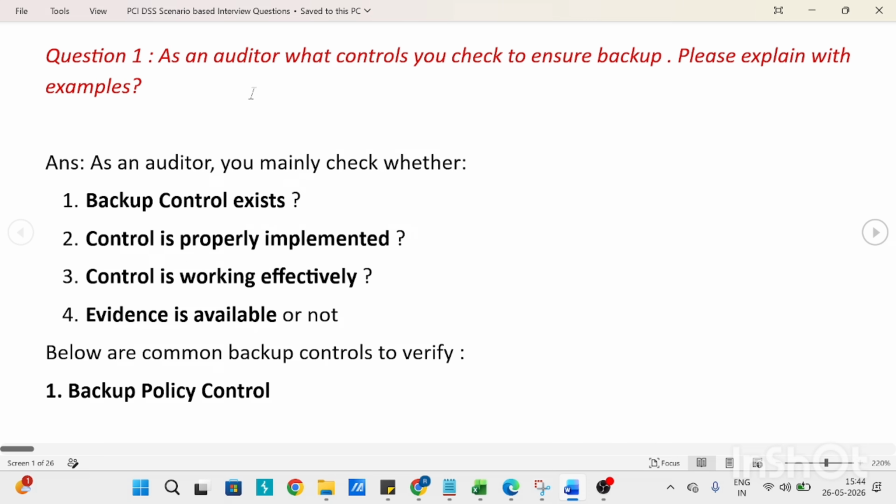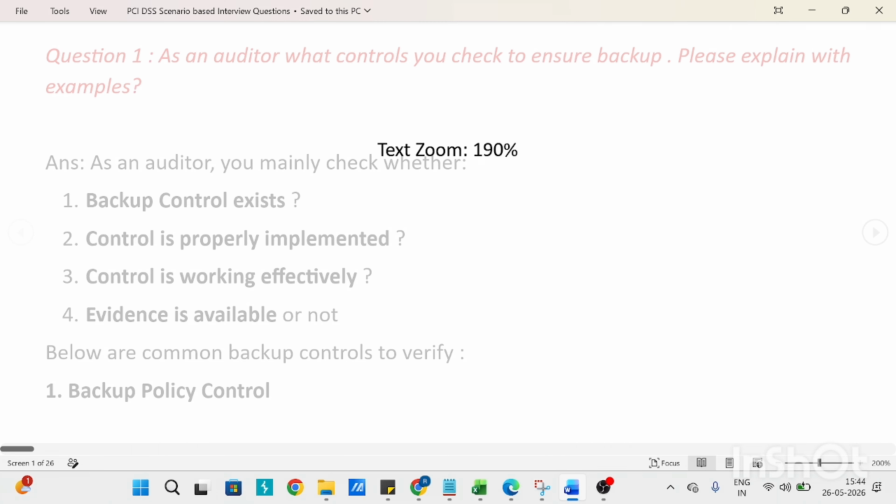Auditors may ask, you are an auditor. What controls do you generally check to ensure the backup? Please explain with an example.